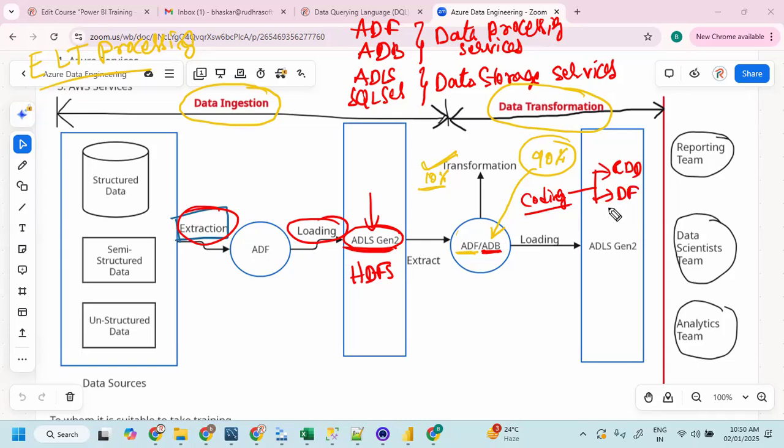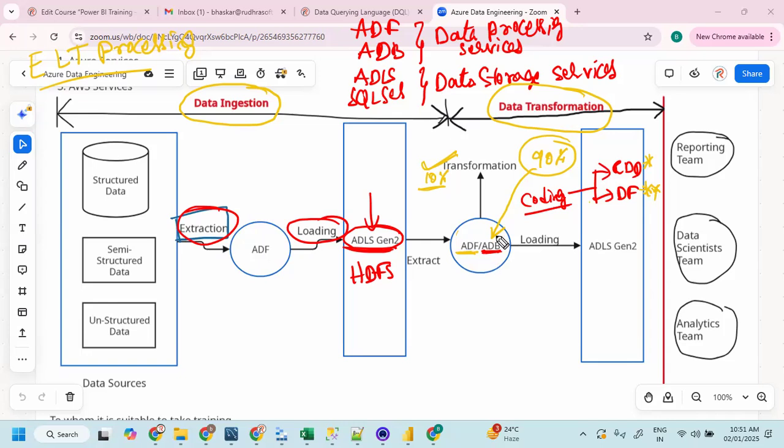In this, the market is much more interested in the data frame. In some situations, I recommend you go with RDD also. I came across some situations to use the RDD as part of the data frame. So we are going to do the data transformation with only Databricks in many projects.